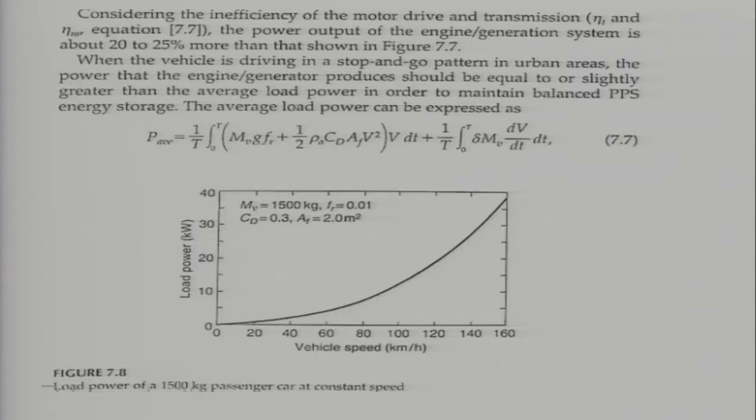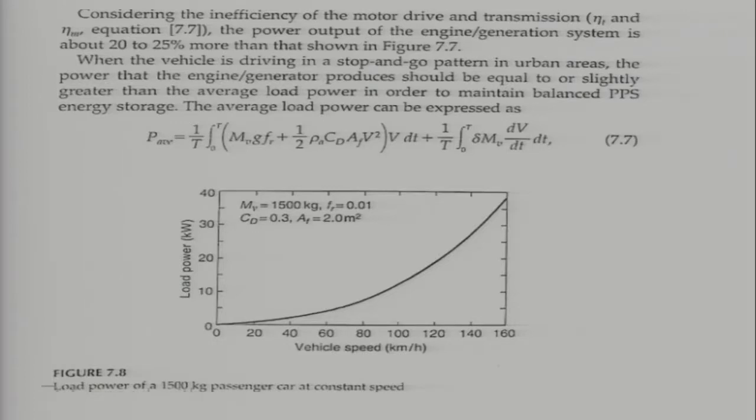when the vehicle is driving in a stop and go pattern in urban areas, the power that the engine or generator produces should be equal to or slightly greater than the average load power in order to maintain balanced PPS energy storage. So when you are running the generator or the engine, it is equally feeding power into the PPS. That means it is going to charge the PPS.